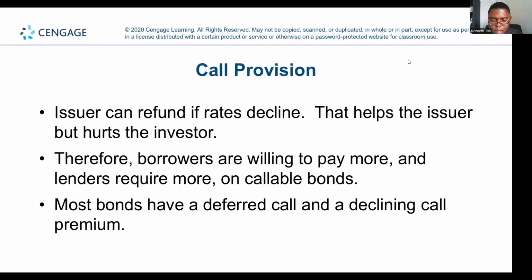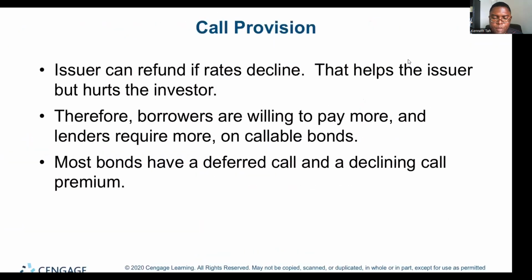All right. Let's talk a little bit about call provisions. Some bonds have attached to them what we call a call provision. Here the issuer can refund if rates decline. So it's basically a provision attached to a bond that makes it possible for the issuer to refund the principal if rates decline. So this helps the issuer, but it hurts the investor.